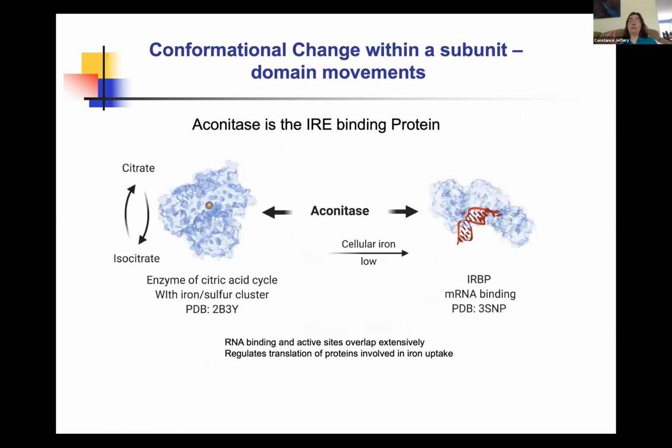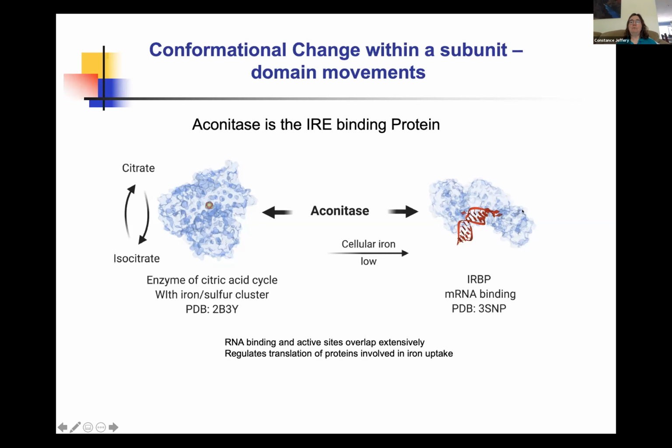Now, there are some proteins that have a somewhat bigger change, and aconitase is an example of a protein where you have some significant conformational changes within a subunit. Aconitase is an enzyme in the citric acid cycle, converts citrate to isocitrate. To do that, it uses an iron-sulfur cluster. But when cellular iron levels are low, it loses that iron-sulfur cluster, and it undergoes a very large conformational change.